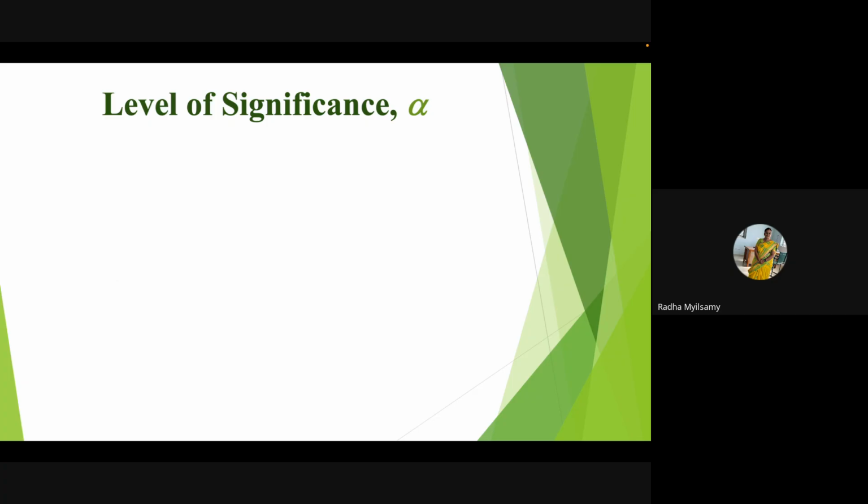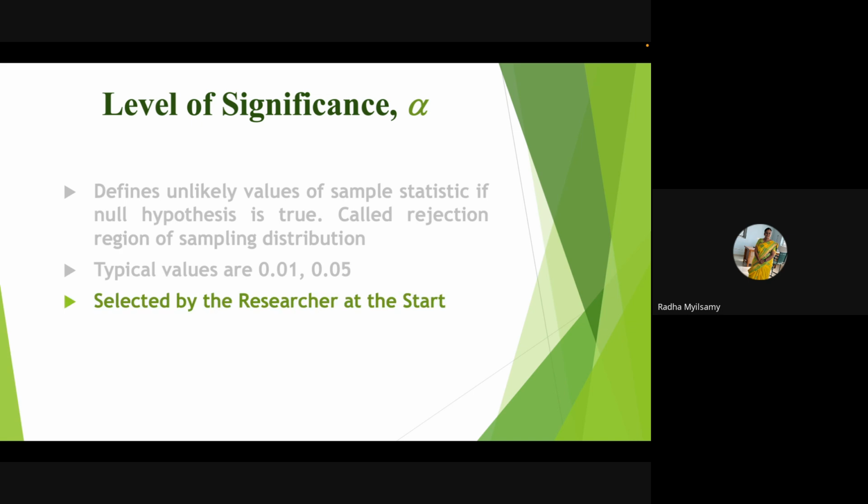So, alpha, the level of significance. Based on how much confidence we have, we fix our alpha level. Suppose we take 95% confidence, then the balance 5%, or 0.05, is taken as the alpha value. The generally used alpha values are 0.01 and 0.05. Most commonly we use 0.05, which means a 95% confidence limit.